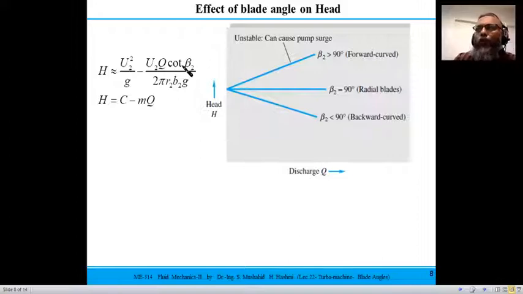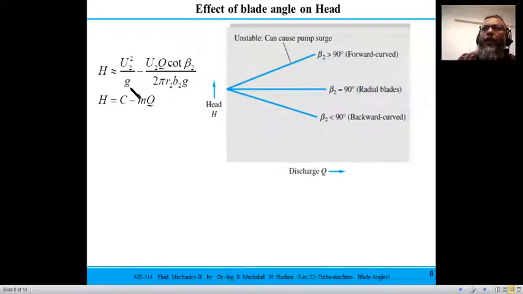As you know, when beta is equal to 90 degrees, it means 1 upon tangent of 90, so that term is gone. Only the head would remain constant. So head would be a straight line when your beta 2 is 90. If you substitute beta 2 as 90, cot of beta 2 would be 1 upon tangent of 90, which is 1 over infinity, and so the whole term goes towards 0.